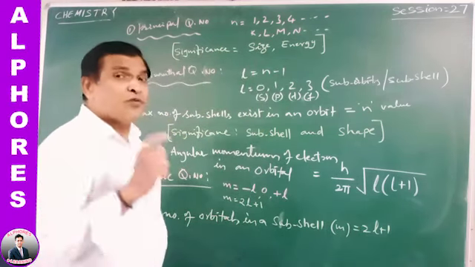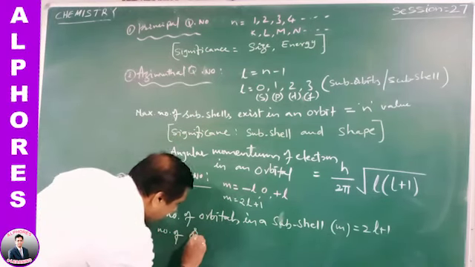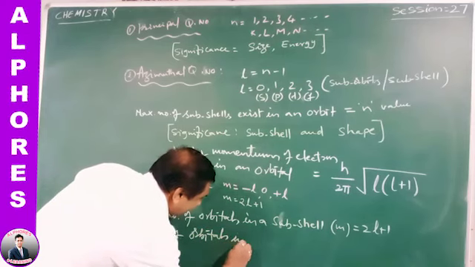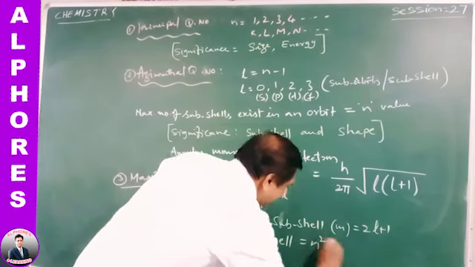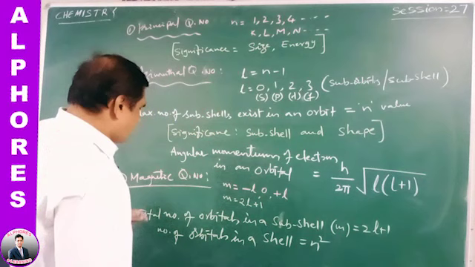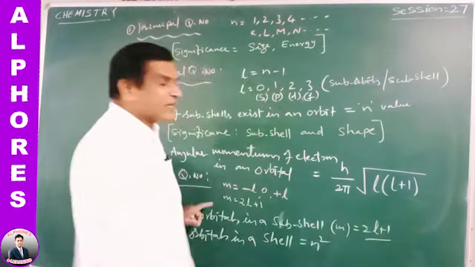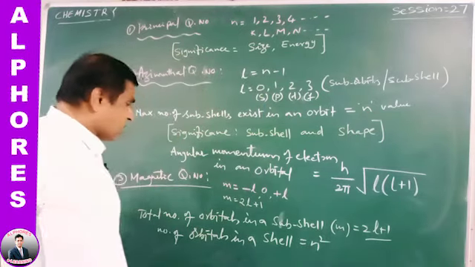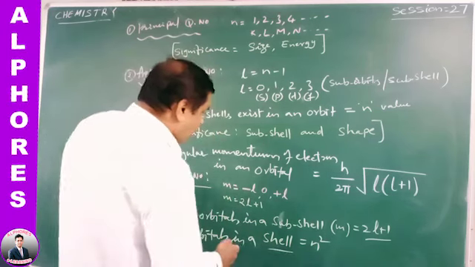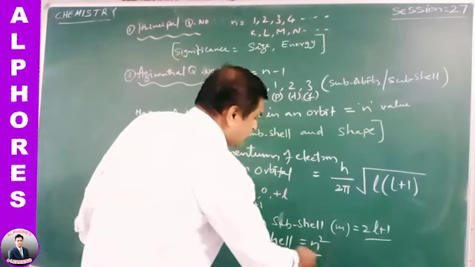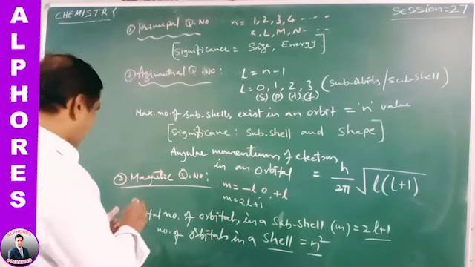Next, the number of orbitals in a shell is equal to N square. In a subshell, there are 2L plus 1 orbitals present. But how many orbitals are present in a shell? In a given orbit, the maximum total number of orbitals is N square. And finally, what is the significance of the magnetic quantum number?